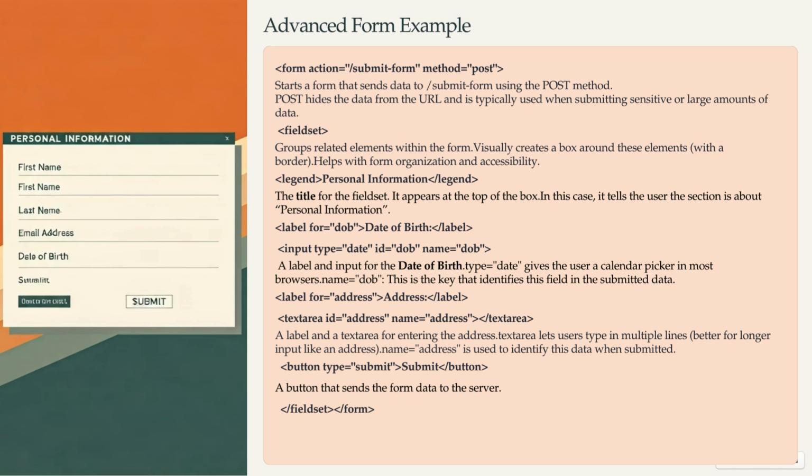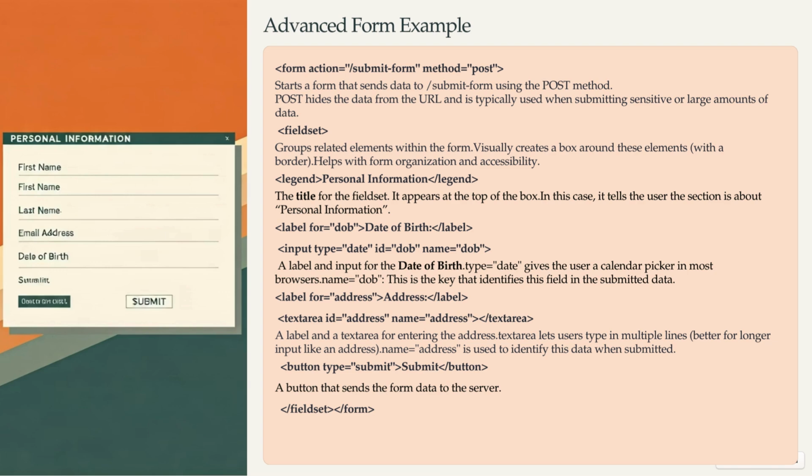Fieldset groups related elements within the form. It visually creates a box around these elements and helps with form organization and accessibility. Legend, personal information: the legend is the title for the fieldset. It appears at the top of the box. In this case, it tells the user the section is about personal information.